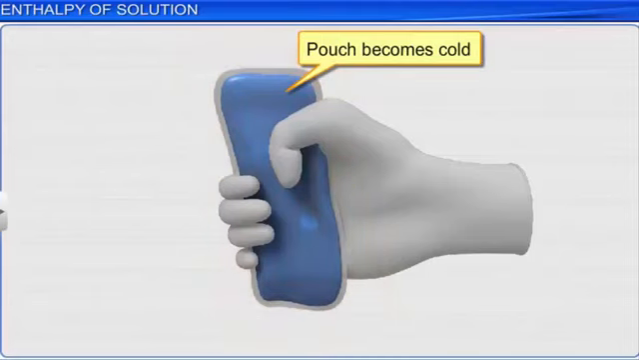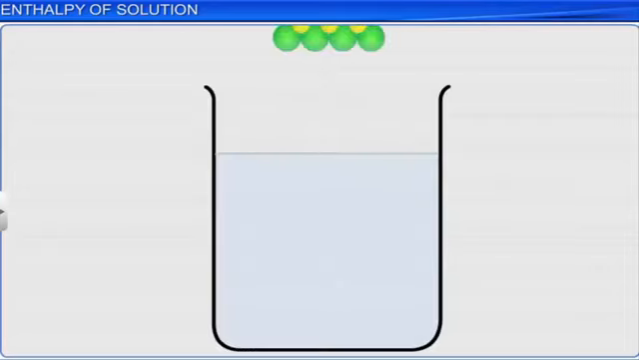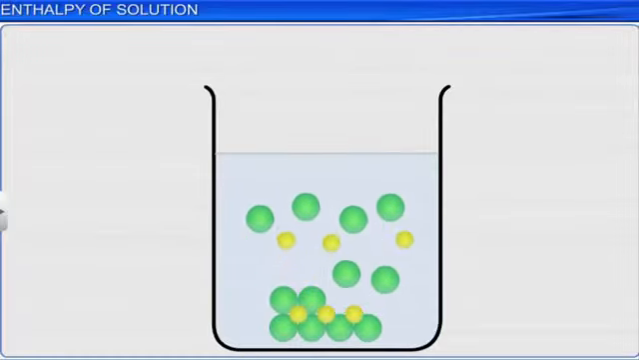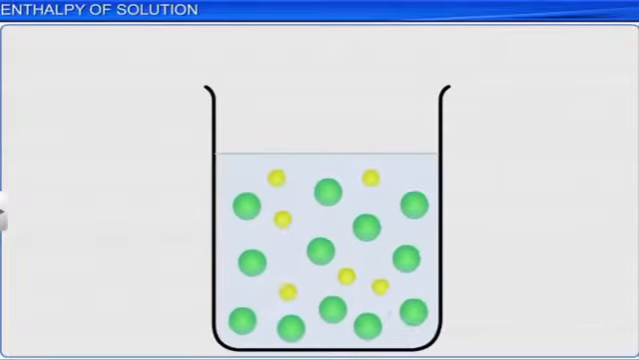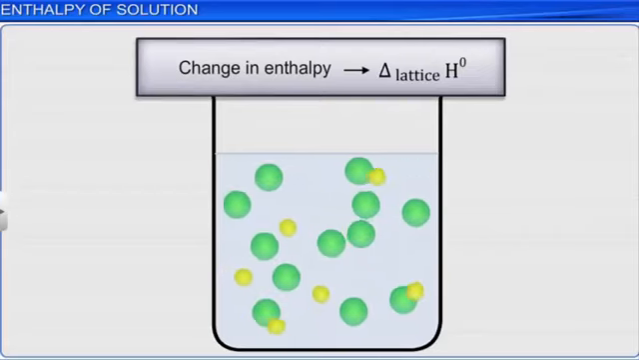The amount of heat energy released or absorbed when 1 mole of a substance dissolves in a specified amount of solvent is known as enthalpy of solution. For example, the ions of an ionic compound, AB, are held together by electrostatic forces of attraction. When it is dissolved in a solvent, its ions leave their ordered positions on the crystal lattice. A certain amount of energy is required for conversion of an ionic compound to its ions. This energy is known as lattice enthalpy and is denoted by ΔlatticeH°.